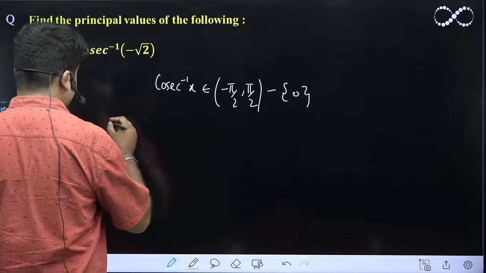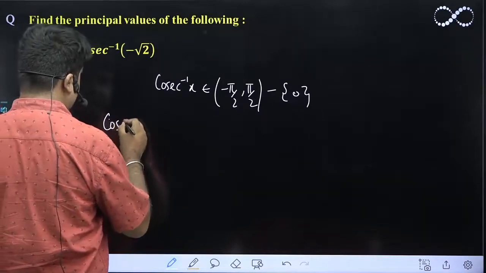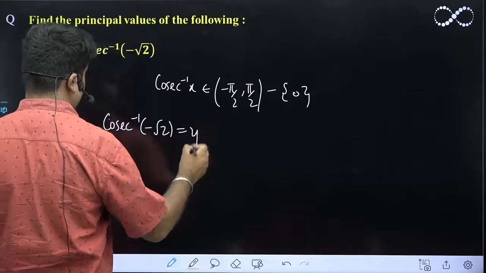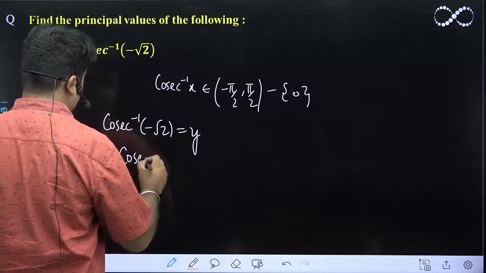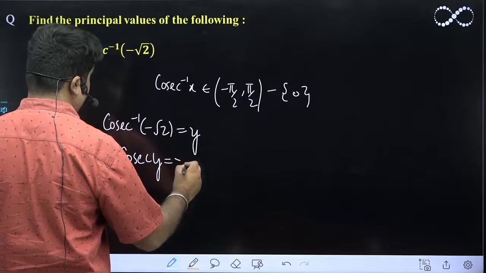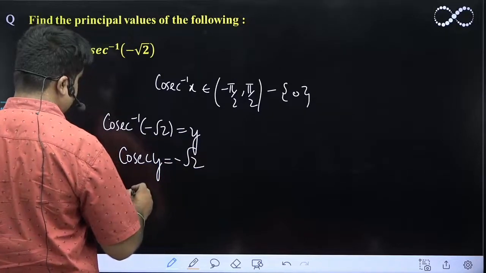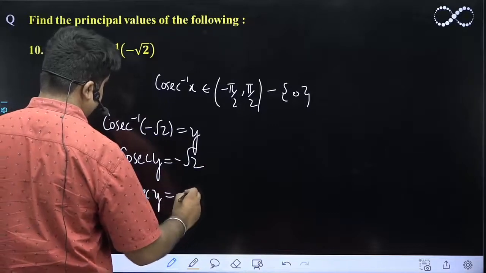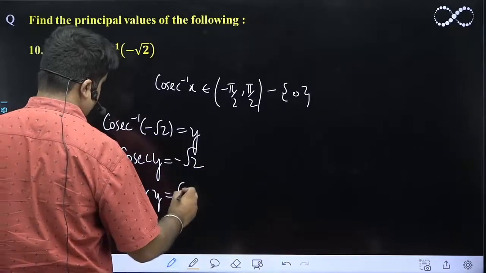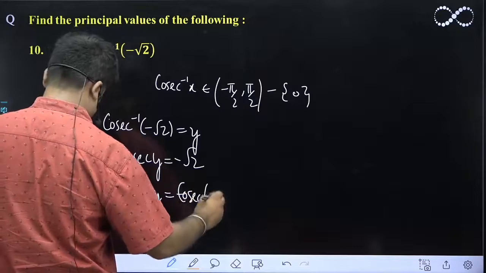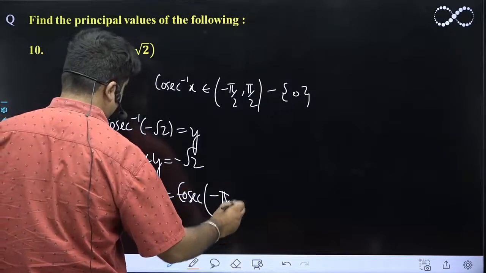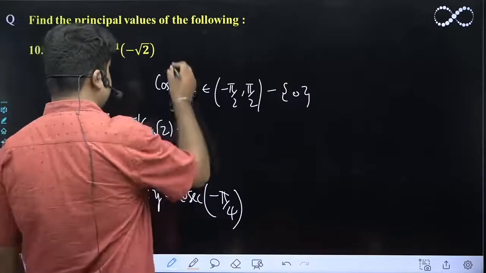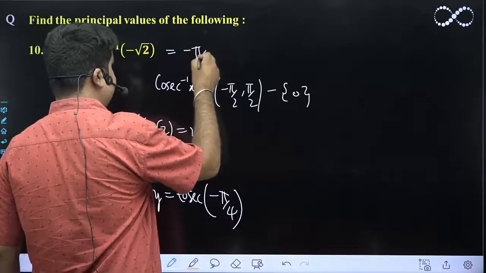So therefore cosecant inverse minus root 2 is equal to y gives you cosecant y is equal to minus root 2. Therefore cosecant y is equal to cosecant of minus pi by 4, right? So therefore this thing is equal to minus pi by 4.